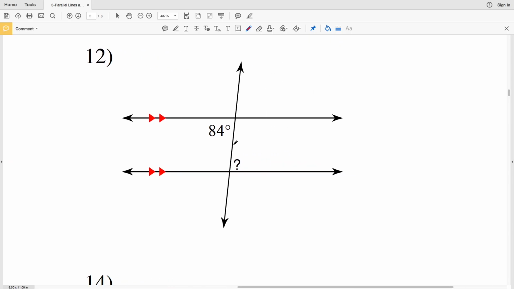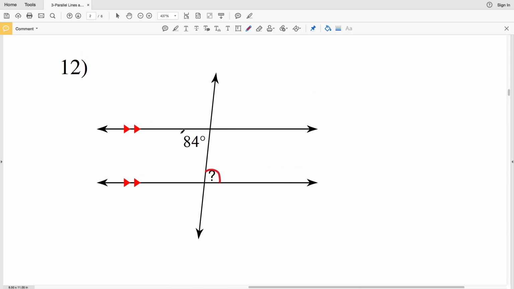Moving on to number 12, the indicated angle forms an alternate interior angle with 84 degrees, since they are on opposite sides of the transversal but both inside the intersected lines. And since the intersected lines are parallel, the alternate interior angles are equal in measure. So 84 degrees is equal to the indicated angle.